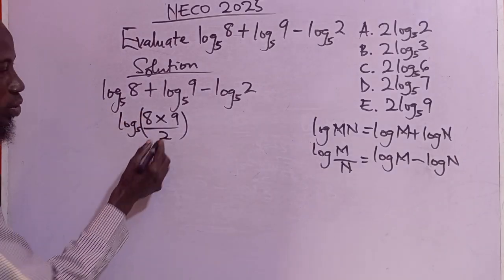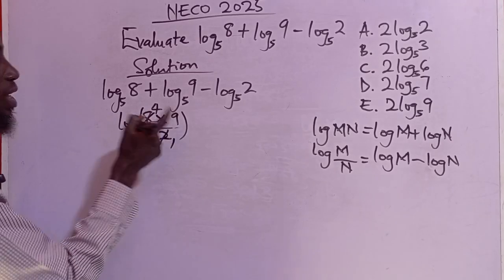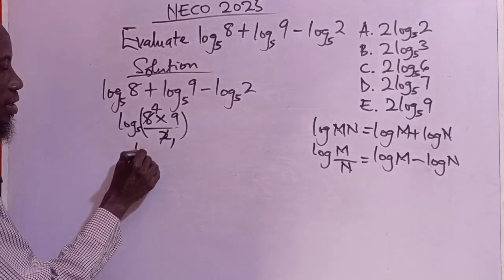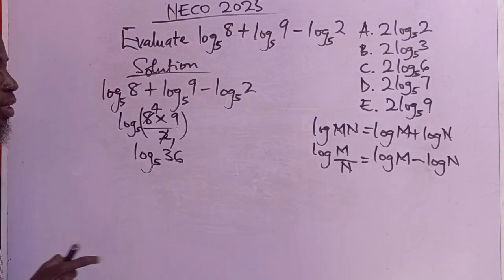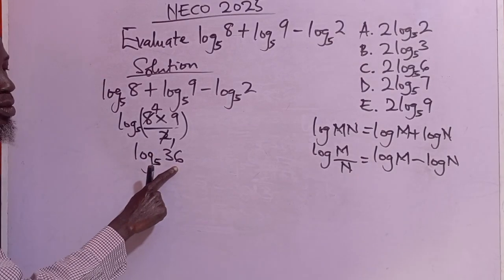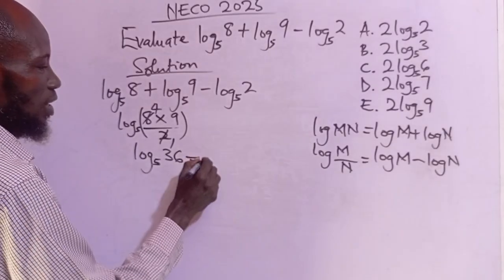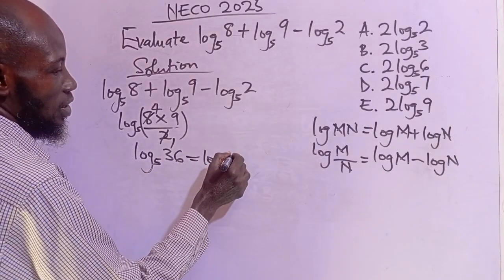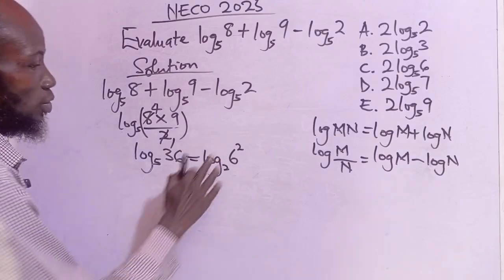Now, 2 is common. So, 2 here 1, 2 here 4. Now, we can say 4 times 9, that is 36, to base 5. Now, this 36 can be expressed in an index form. So, we can have it as log 6 to the power of 2 to base 5.